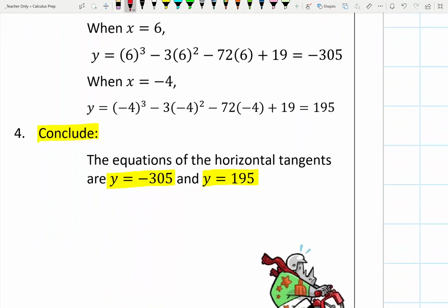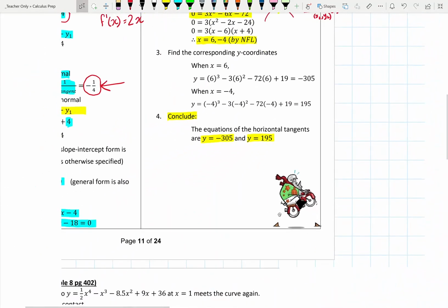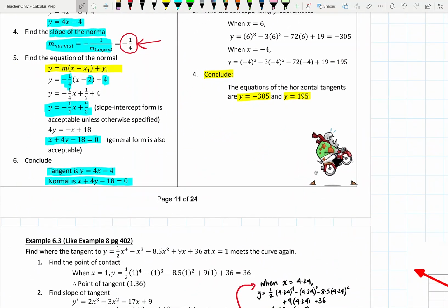So we've found our equations of the horizontal tangents. In the next video, I'll go through example 6.3 and you can write in the little bit that I left out of the booklet.